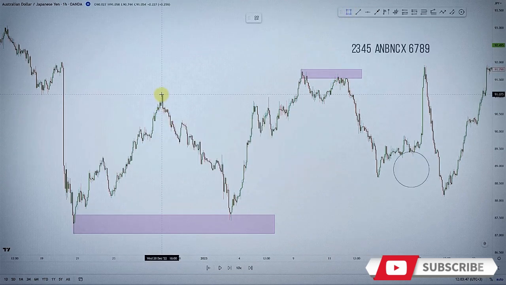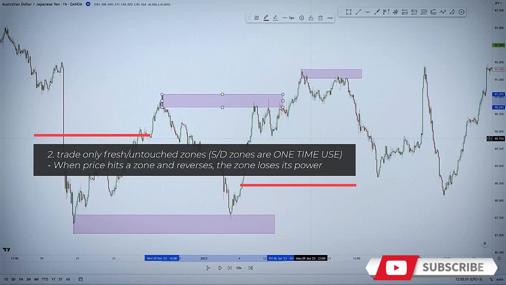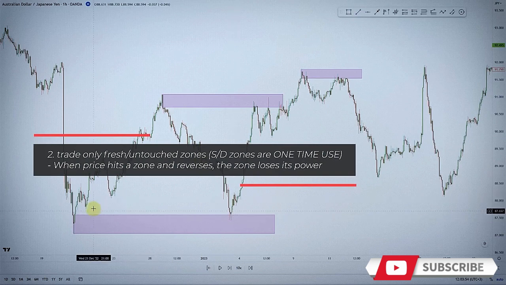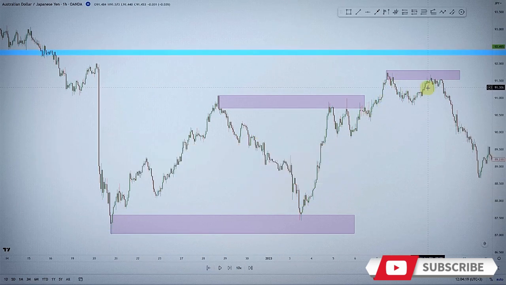Second rule is to trade only fresh, untouched zones. Another big misconception is the idea that supply and demand zones have the power to cause reversals more than once, like support and resistance levels do. Again, this isn't true. Supply and demand zones are one-time use. When price hits a zone and reverses, the zone loses its power. The probability it will cause another reversal in the future is lower.